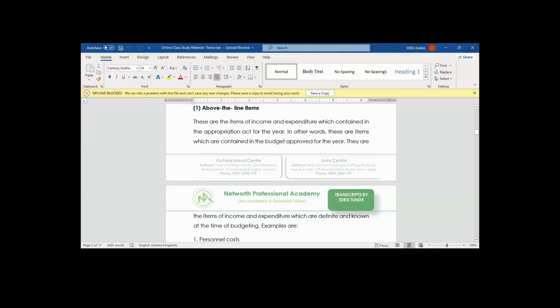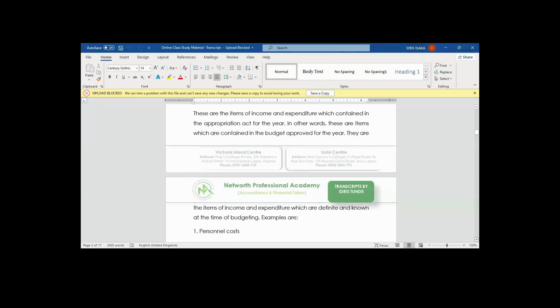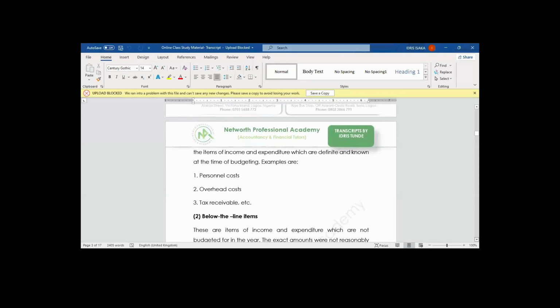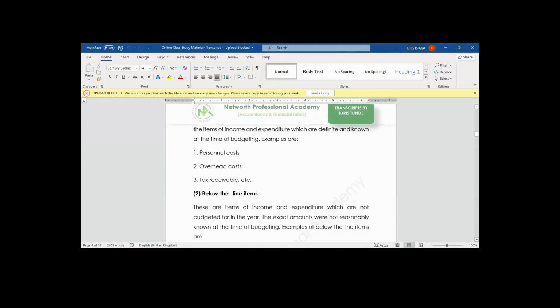That is above the line item. Below the line item. Example of above the line item: personnel costs, overhead costs, tax receivables, registration fee, training costs. All these items are examples of above the line item.